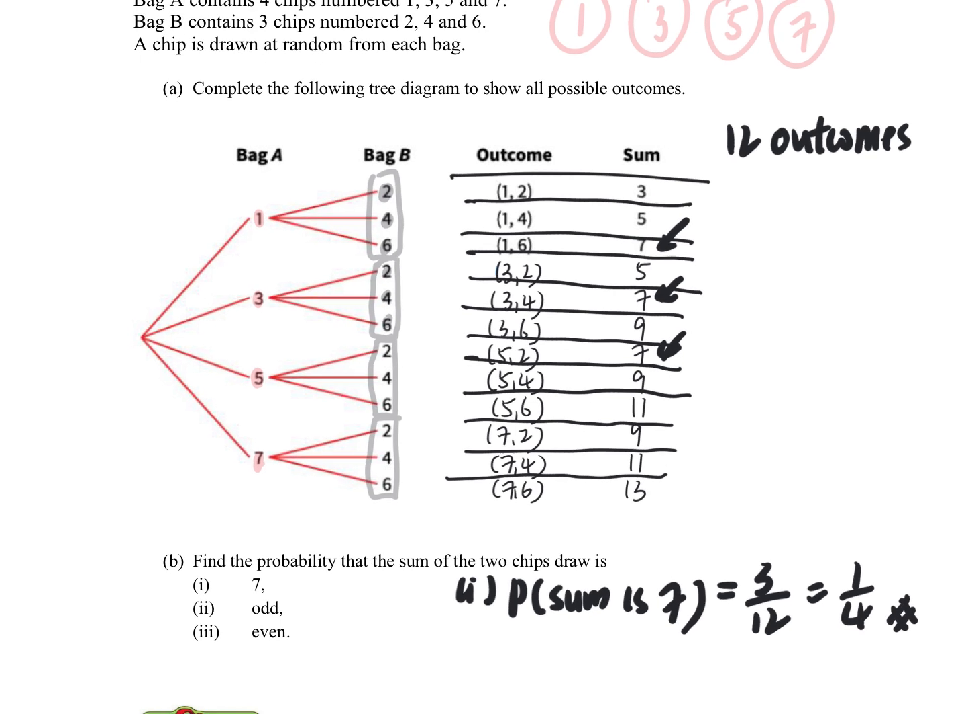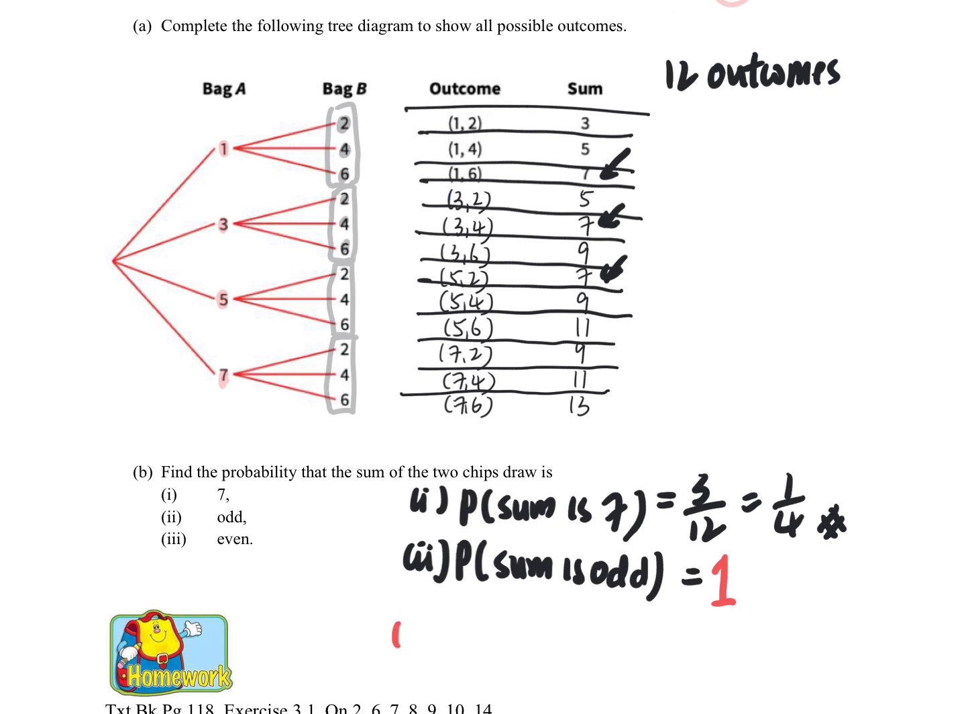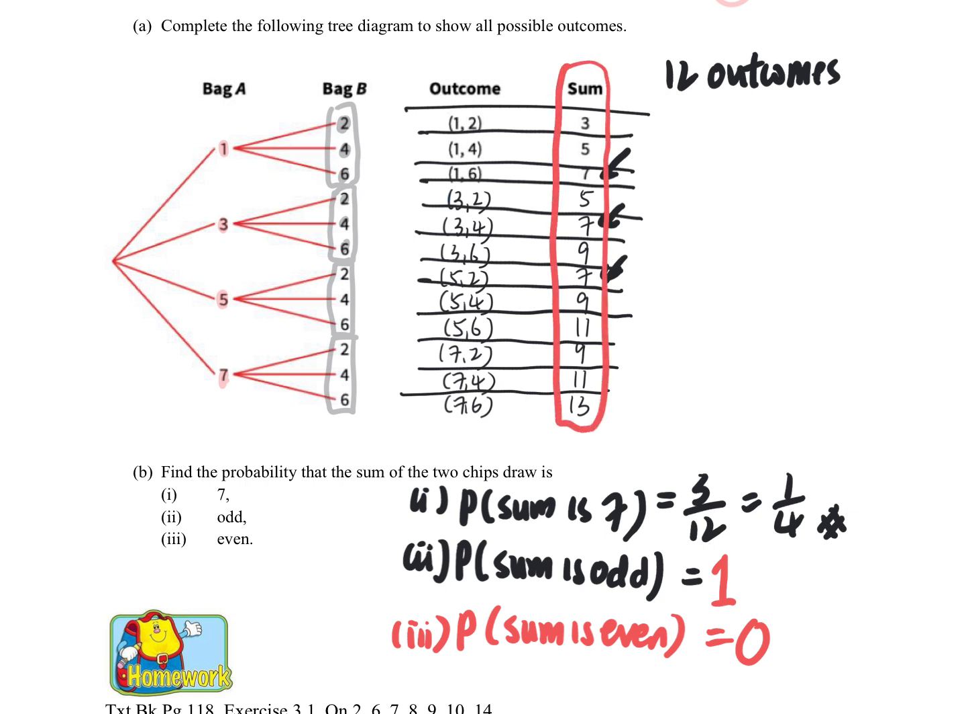Okay, very clear-cut ones. Then I want the sum to be odd. So look for the odd numbers. 1, 2, 3, 4, 5, 6, 7, 8, or in fact all odd. So all the sums are odd numbers, so it's 1 whole, because 12 out of 12 outcomes. So what is the probability that it is even? Just 0. So you realize that all these will add up to 1.